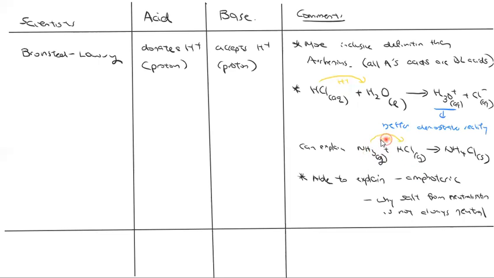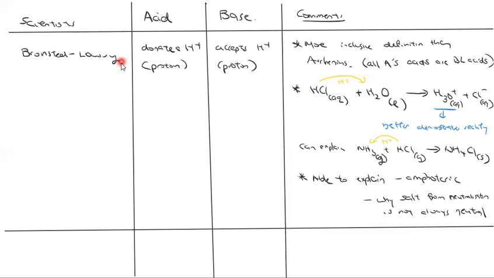And, you know, that's a good point. I should fix that. NH3 is the, just wrote it the wrong way around. So NH3 is the base. So HCl gives the H plus to NH3. Okay.